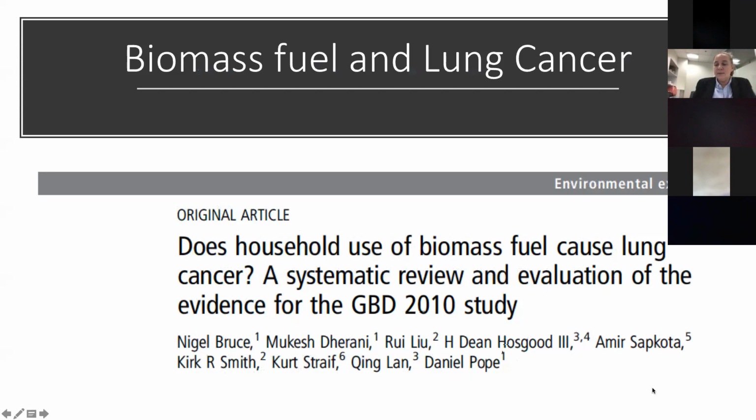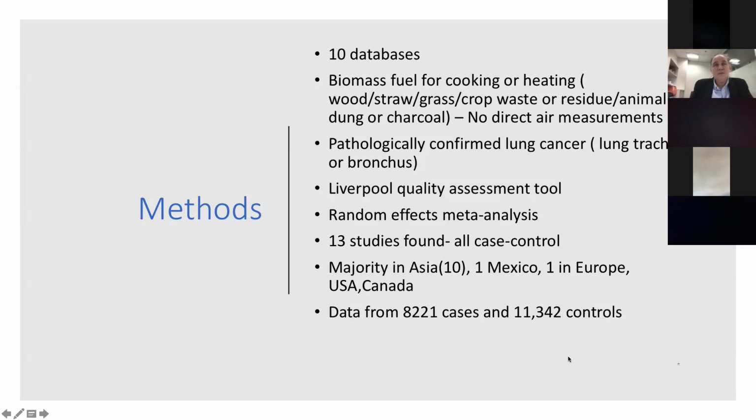They did a very comprehensive search of the literature involving 10 databases, and they accepted any biomass fuel for cooking or heating, which included wood, straw, grass, crop waste or residue, animal dung or charcoal. And as with many observational studies on large numbers of people over long times, it's almost impossible to find any with any direct pollution measurements. They all use proxy measurements. Did you use biomass fuel? Which one was it? Rather than any direct air measurements. So there's the potential for some exposure misclassification.